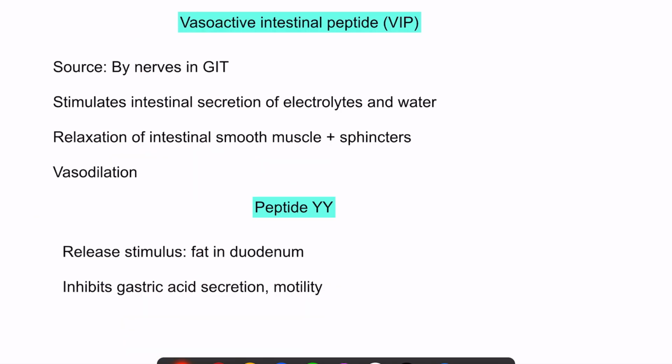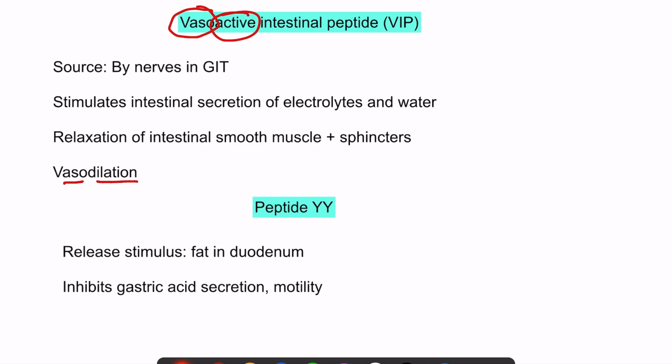Now moving on to some other hormones. Very briefly, we are going to see their function. Vasoactive intestinal peptide. It is released by nerves in GIT. And what is its function? See, its name is vasoactive. So it leads to vasodilation.